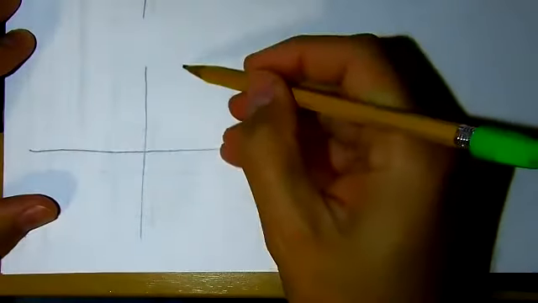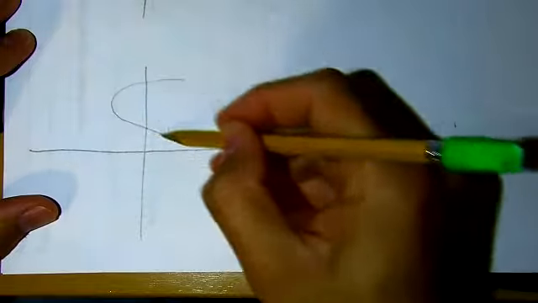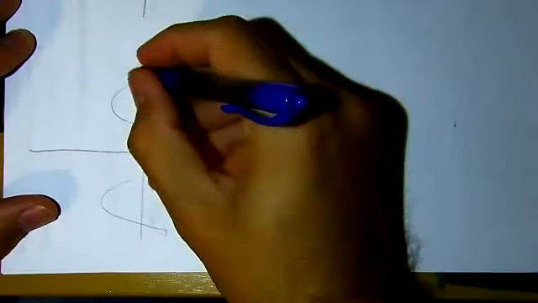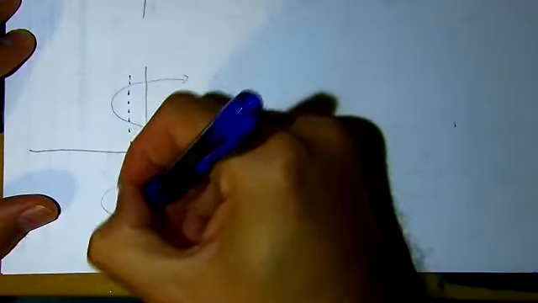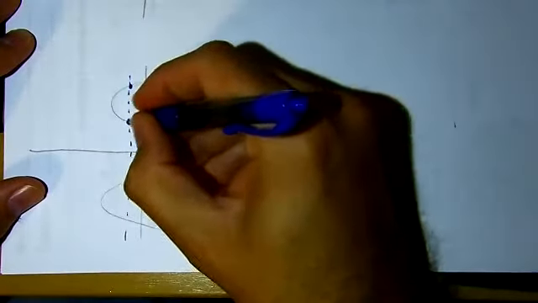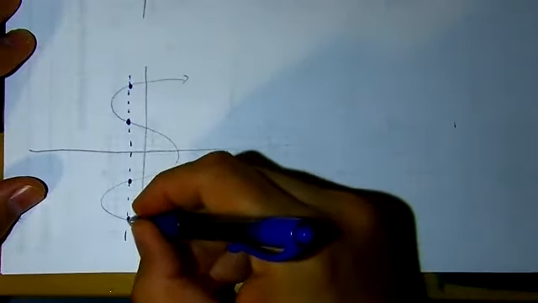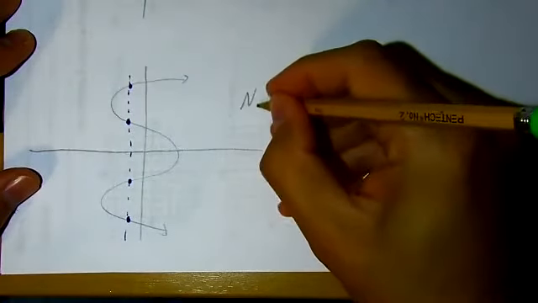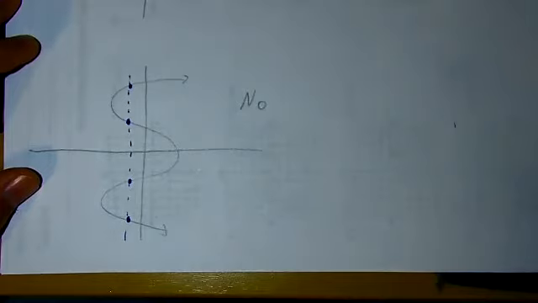Again, you can take the same sort of shape, change its position, and if I draw a vertical line test through there, I'm crossing 1, 2, 3, 4 times. So anything more than once is a no. It is not a function.